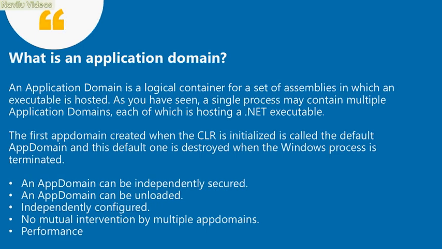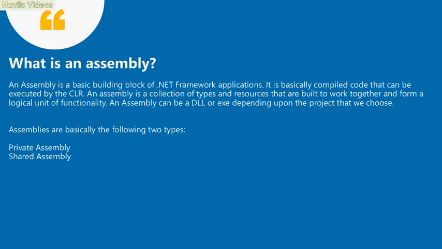What is an assembly? An assembly is a basic building block of .NET Framework applications. It is basically compiled code that can be executed by the CLR. An assembly is a collection of types and resources that are built to work together and form a logical unit of functionality. An assembly can be a DLL or EXE depending upon the project that we choose. Assemblies are basically the following two types: private assembly, shared assembly.